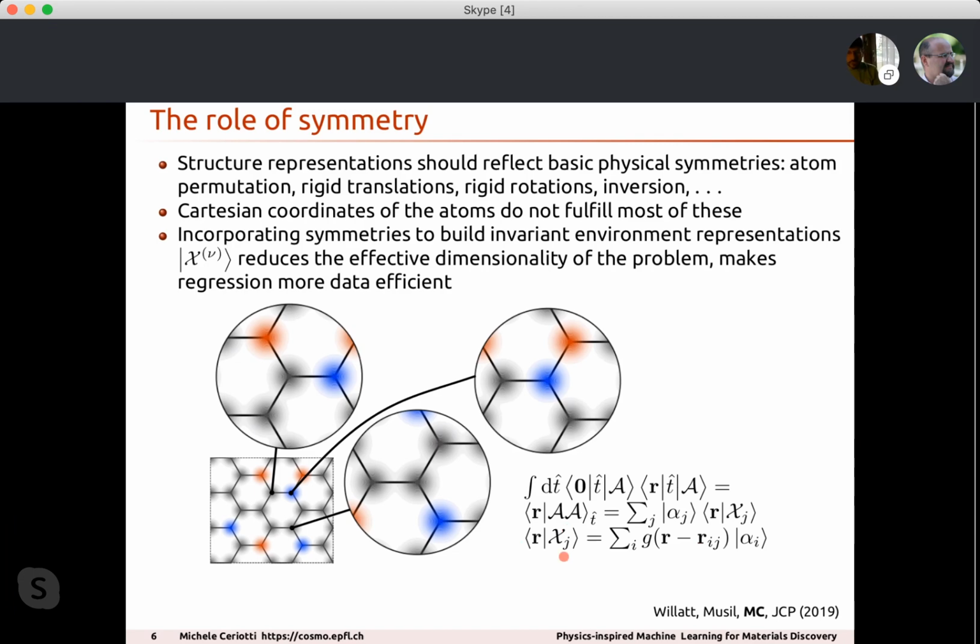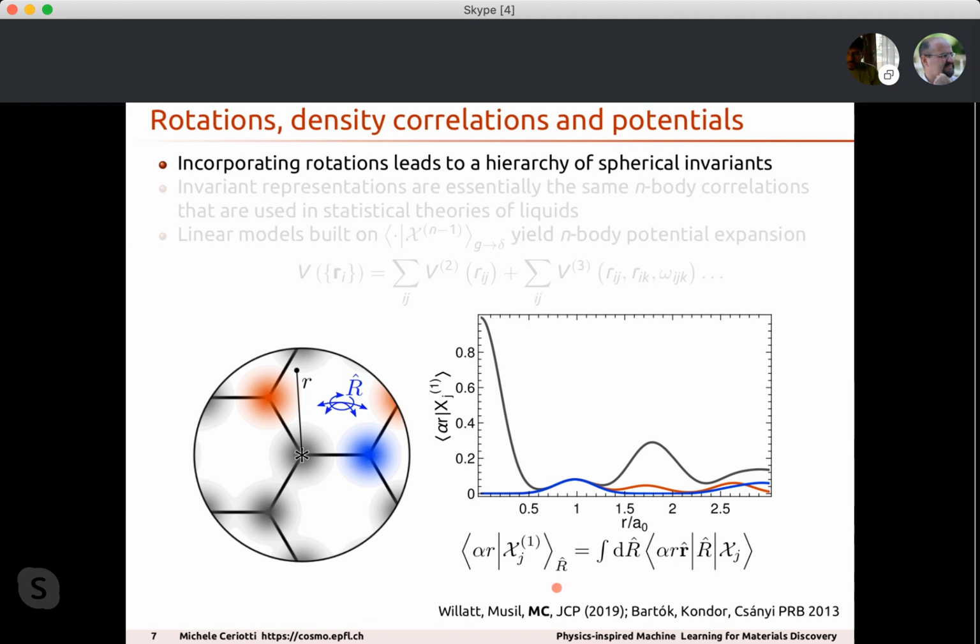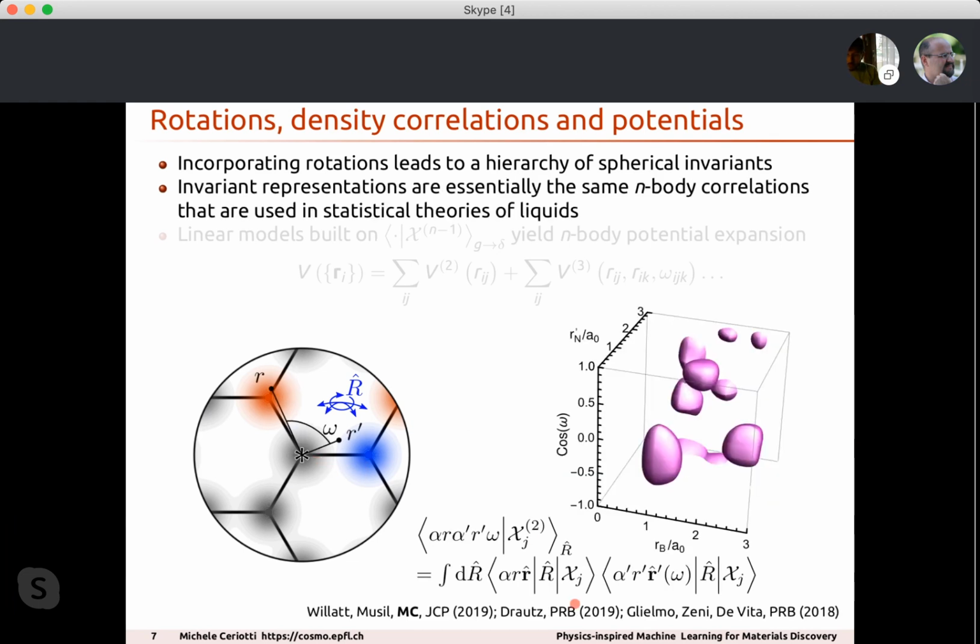So to make this atom-centered description invariant to rotations, you need to integrate one more time and average over rotations. And what I really, really like is that these invariants are very directly related to correlation functions. So if you integrate this object over rotations, you end up with something which is equivalent to pair correlation functions. And if you integrate over rotation the product of two of these atom-centered densities, you end up with something which is formally equivalent to a three-body correlation function. And you can go on and build higher and higher body order invariants. And I find very pleasing that the building blocks of a machine learning model are now the same body order correlation functions that enter, for instance, the statistical mechanical theory of liquids.